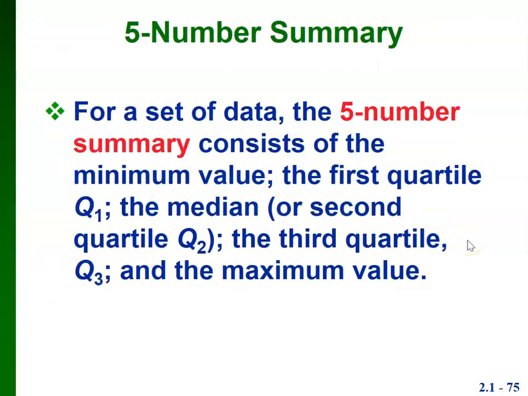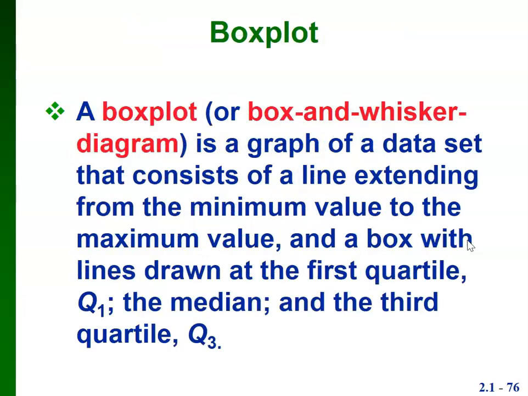When we talk about the 5-number summary, this is actually really simple. It's just a list of 5 numbers. It includes the minimum value in the data, the first quartile, the median, the third quartile, and the maximum value. The reason we talk about the 5-number summary is that we can use that to create a box plot, or sometimes you see this called a box and whisker diagram.